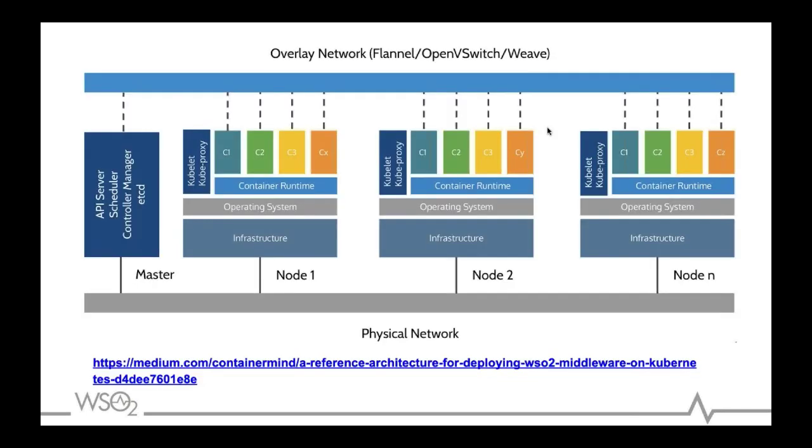If you go a little bit further into this deployment architecture, if you take the master, you have the API server, scheduler, controller manager, and etcd for control activity. And if you take one of the nodes, you have the infrastructure at the bottom, then the operating system, and on top of that the container runtime. On top of that, your containers will be running, and apart from that you have the kubelet and kube-proxy, which interact with the master and get the things done for the node. So that's the basic idea behind this deployment.